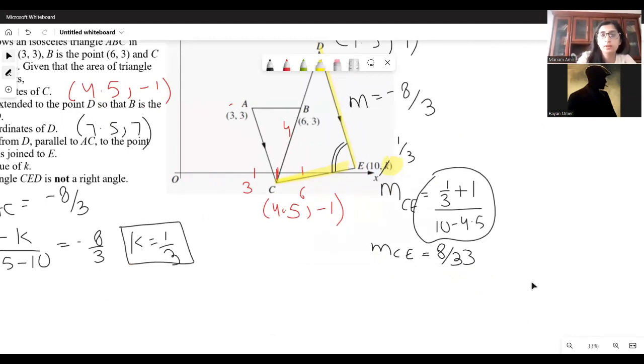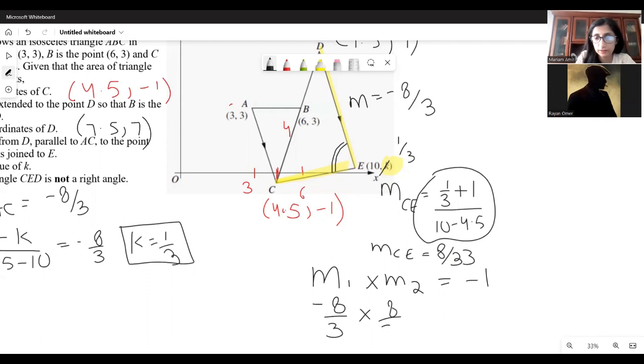You have to show that they do not satisfy the equation m1 into m2 equals -1. If two slopes are perpendicular slopes, or if they're negative reciprocal of each other, then if you multiply them, the answer should be -1. So that is what you have to show, miss, that when you multiply -8/3 times 8/33, you do not get -1. Hence, CE is not perpendicular to DE.